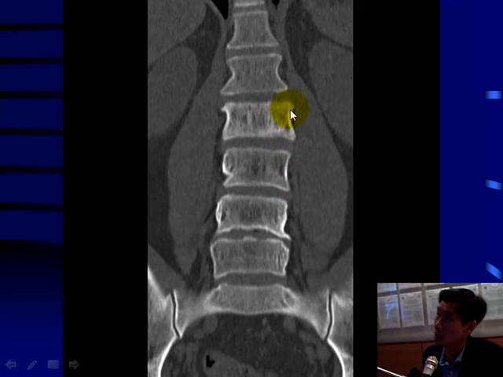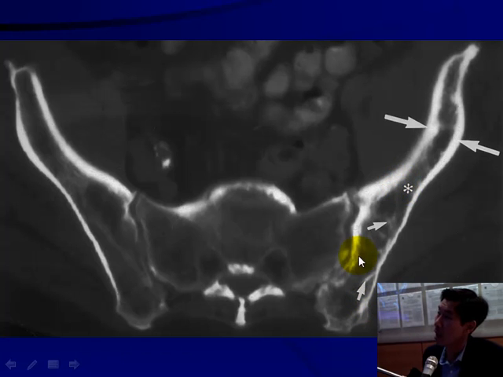On the coronal reconstruction, you can see the trabecular pattern is a little bit more prominent. The vertebral body is a little bit bigger. Here in the pelvis, an axial through the iliac bone, you can see that on the left side, the cortex is thicker than the right side. A little bit more wavy, but it's not destroyed. And there surely are some little islands of sclerotic bone being formed.